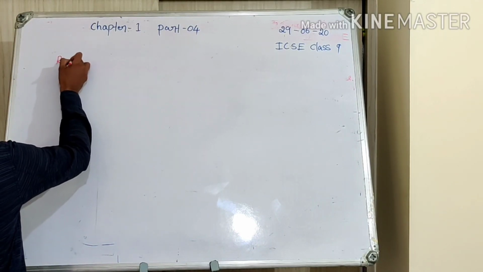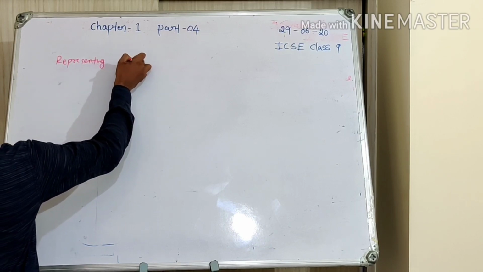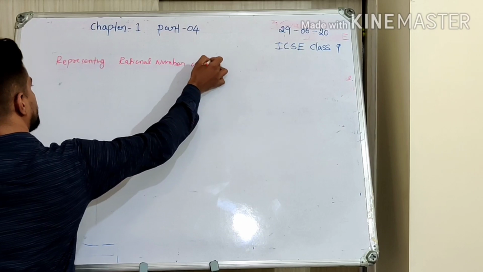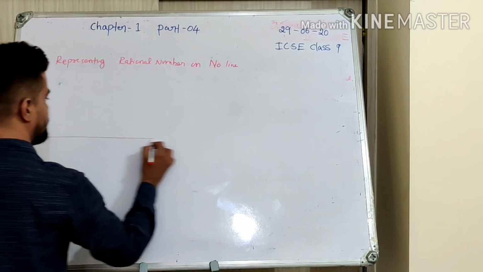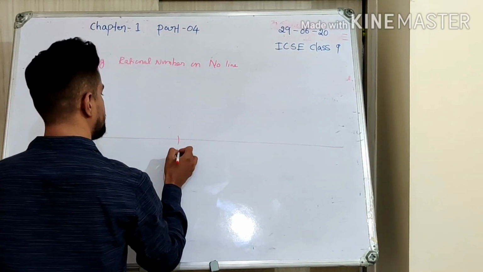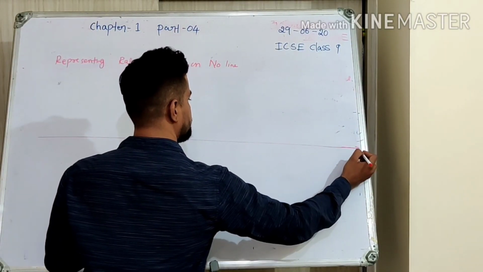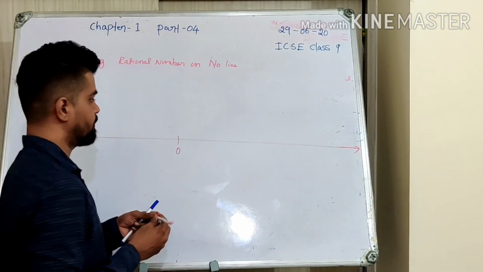So first we'll start with the rational number. Representing rational number on number line. So what is a number line, you know, right? A number line where we have 0 at the center, and on the right side of the number line we have positive numbers, on the left side we have negative numbers. That's what it is, right?